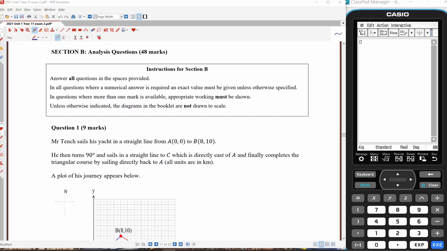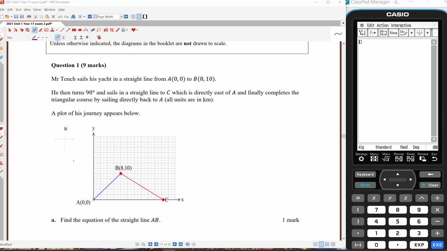Mr. Tench sails his yacht in a straight line from the origin to B (8, 10), then turns 90 degrees and sails in a straight line to C, which is directly east of A, and completes the triangular course by sailing back to A. So it goes back to here. So basically he's done this.